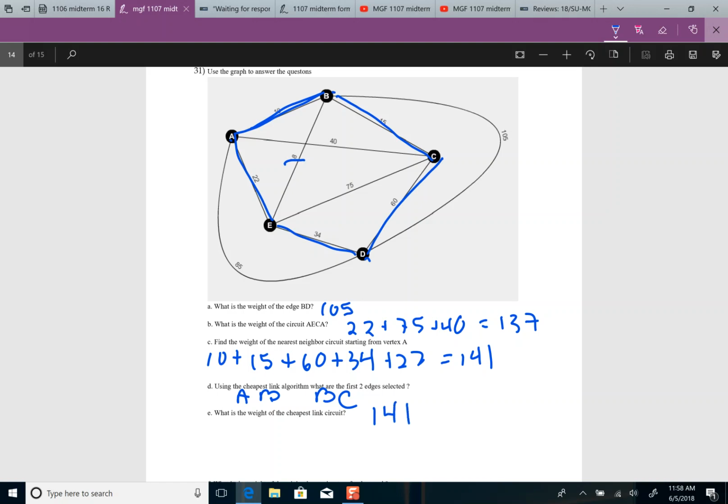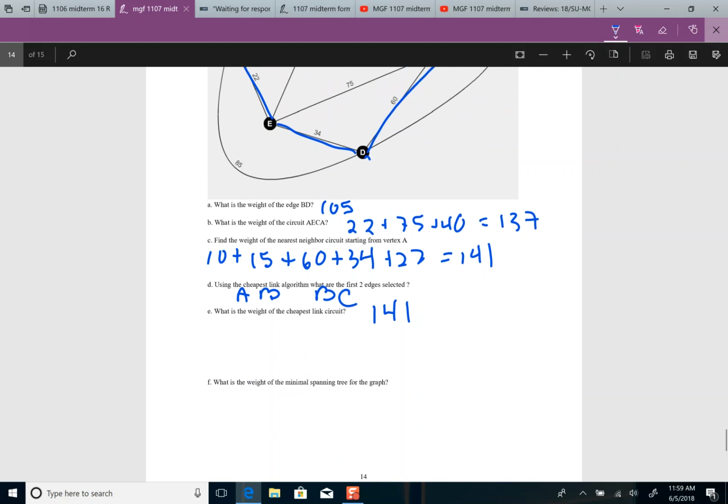It doesn't have to be that way. It's just how it ended up this time. That you can see the 10, the 15. I got rid of the 18. I picked up the 22. 34 was next. If you tried to pick up 40, you can't because A has already been used twice. So 60 finished it up.